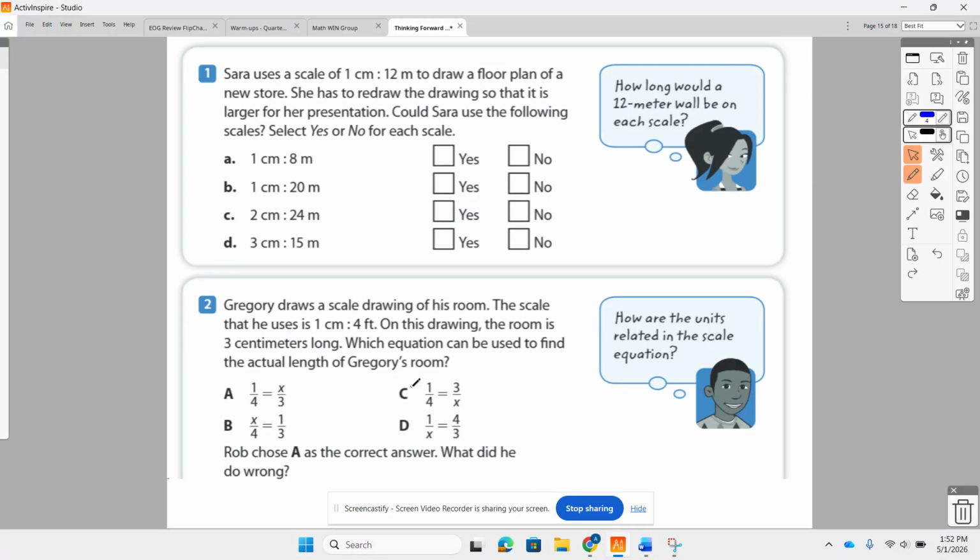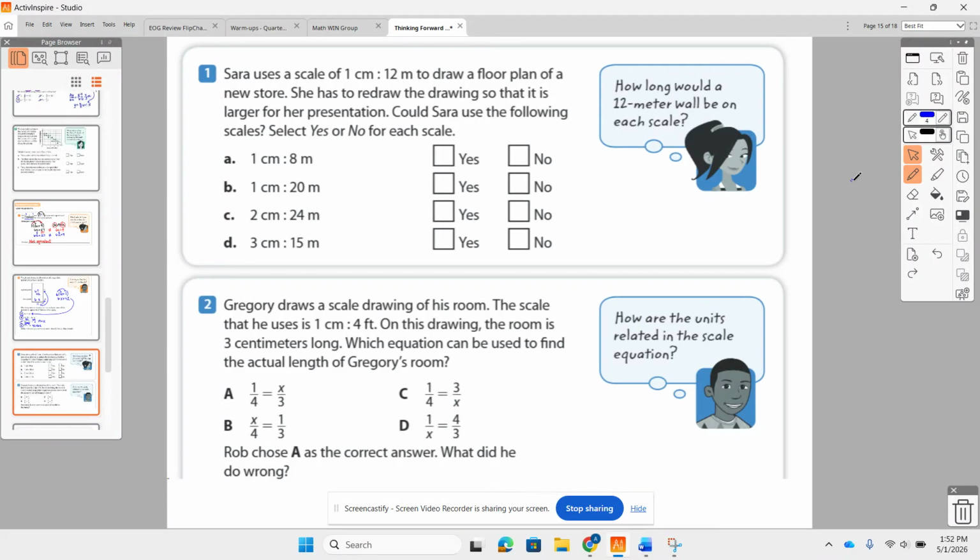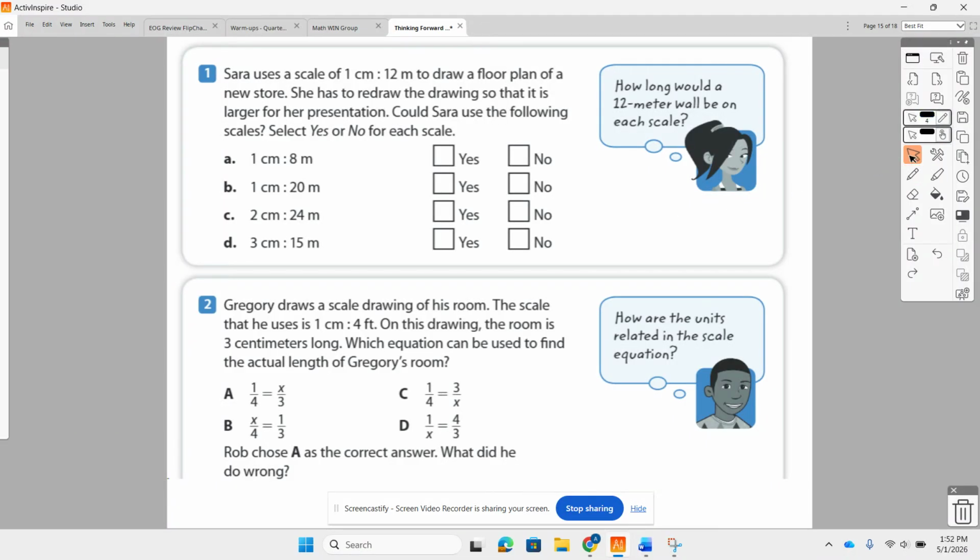Hey, seventh grade. Today our review is on scale drawings, which also involves ratios and sometimes percents. So it's a good skill to review for EOGs. Look at question number 1.